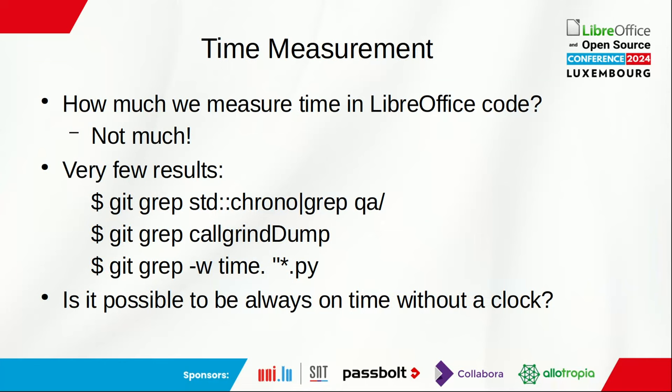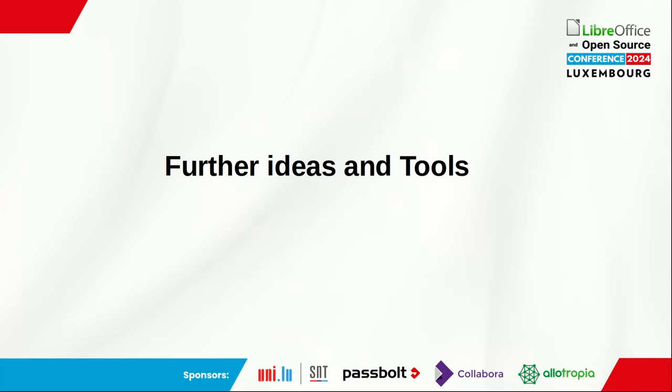And at last, the time measurement itself. It is important to know how much we measure time in LibreOffice code. The answer is not much. So if you search for things related to time and time measurement, and also Callgrind, things like that, you can find a few results. Also in Python, alongside C++, you can search for time. And the thing is that we face this question: is it possible to be always on time without a clock? I say no. Therefore, we need to do more time measurements and use that in the tests to improve LibreOffice performance. So these are some of the further ideas and tools.